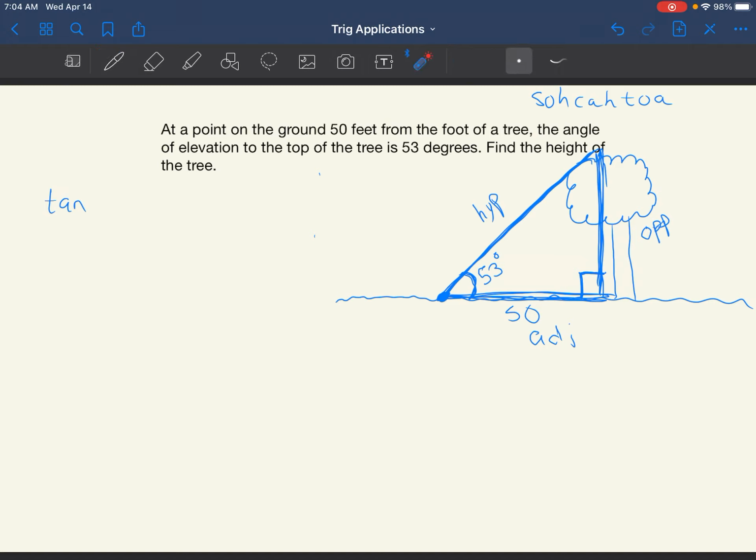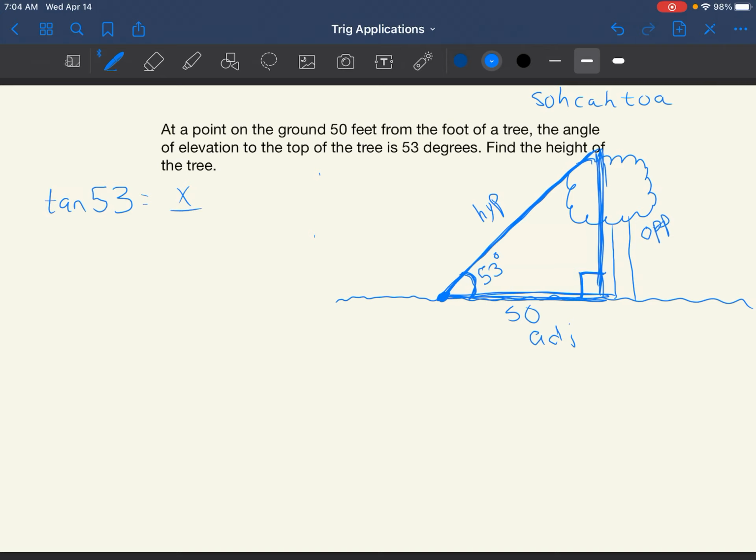Remember, after sine, cosine, or tangent, you always have the angle. So it's going to be tangent 53 equals, well, tangent equals the opposite. Opposite, well, I don't know what the opposite is. That's what I'm looking for. I'm looking for the height of the tree. So I'm going to call it X. We don't know what it is. That's what we're looking for.